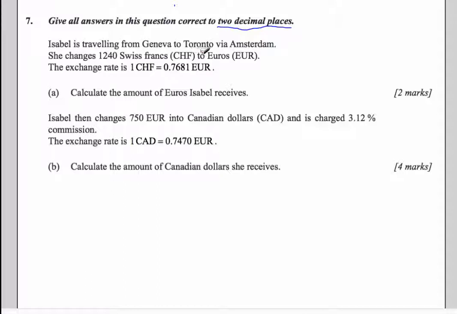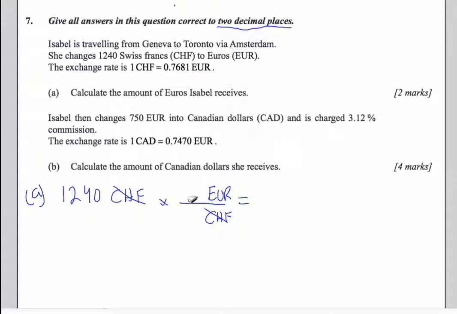Okay, Isabel is traveling from Geneva to Toronto via Amsterdam. She changes 1,240 Swiss francs to euros. The exchange rate is 1 Swiss franc equals 0.7681 euro. Calculate the amount of euros Isabel receives. Okay. So we're going to take the amount of money that she has right now, 1240 Swiss francs, and we're going to multiply by a conversion factor to get that into euros. Okay, so that's Swiss francs. That means we want Swiss francs down in the denominator here with our conversion factor, and we're changing to euros. When we do this multiplication, these things will cancel, so this is what we need to do.